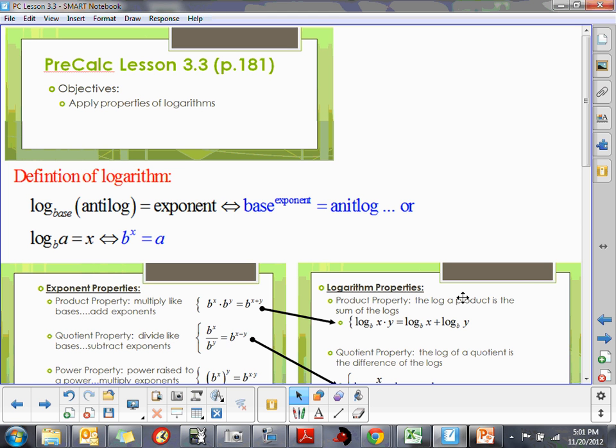A big thrust of this is being able to understand the logarithm properties. There are three main properties that we're going to discuss here and we're going to prove. I want to come back to what we've learned in lesson 3.2, and that is the definition of a logarithm. By definition, a logarithm is defined this way. The log of any base of an antilog.